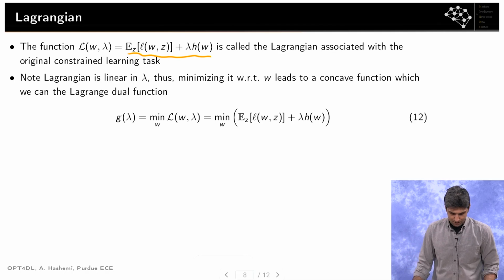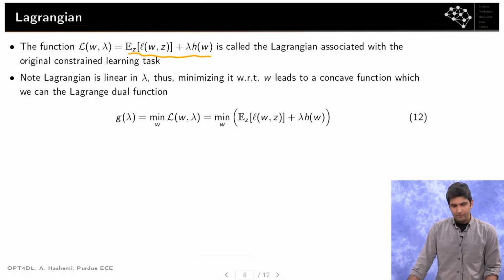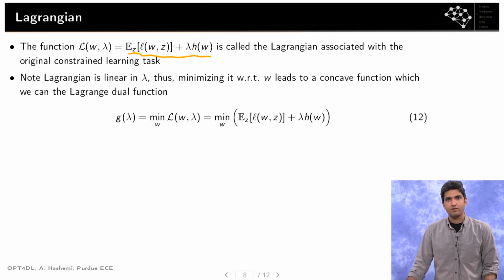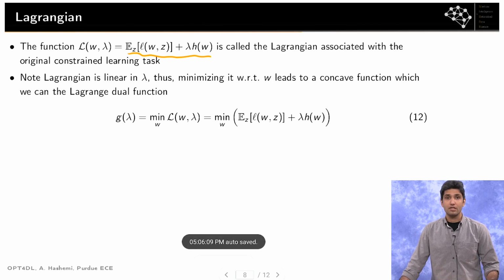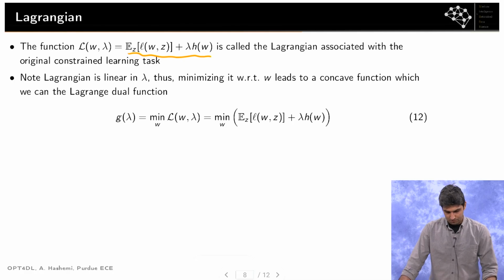And as we said, we are interested in minimizing this function with respect to W. Now let's see what happens when we minimize this function with respect to W. And note that the function is actually linear with respect to lambda. So in particular, it looks very simple with respect to lambda, but could look very complicated with respect to W.